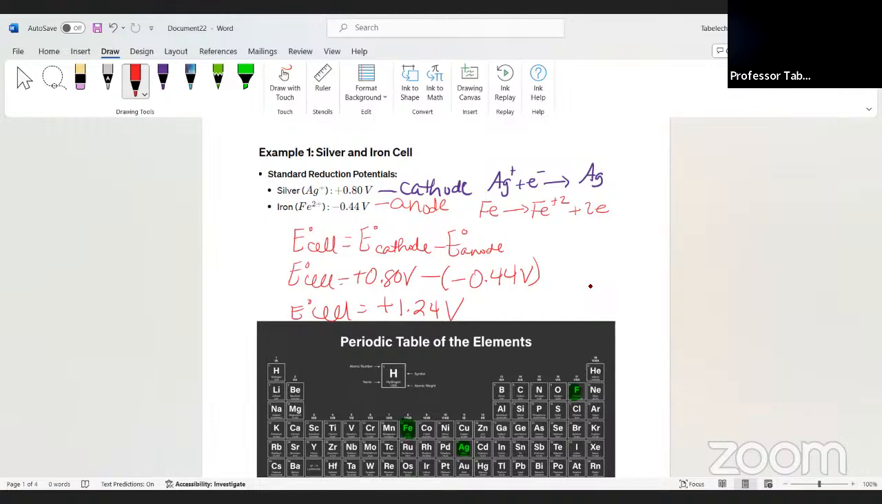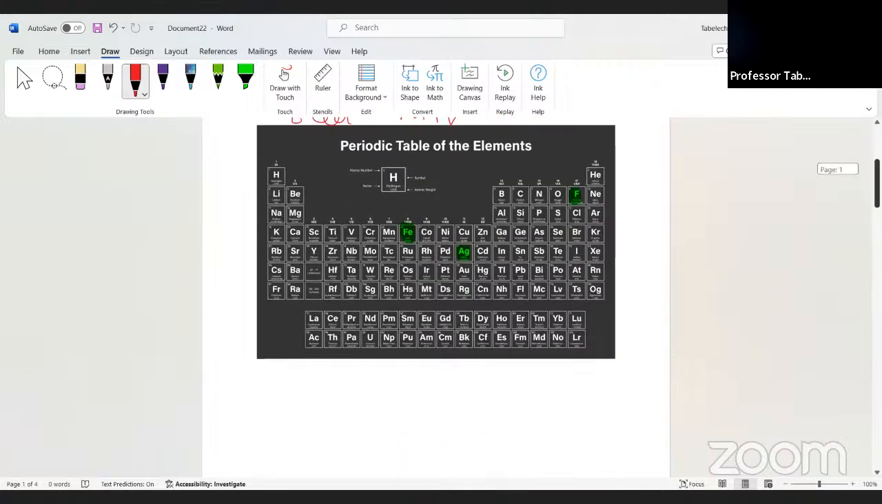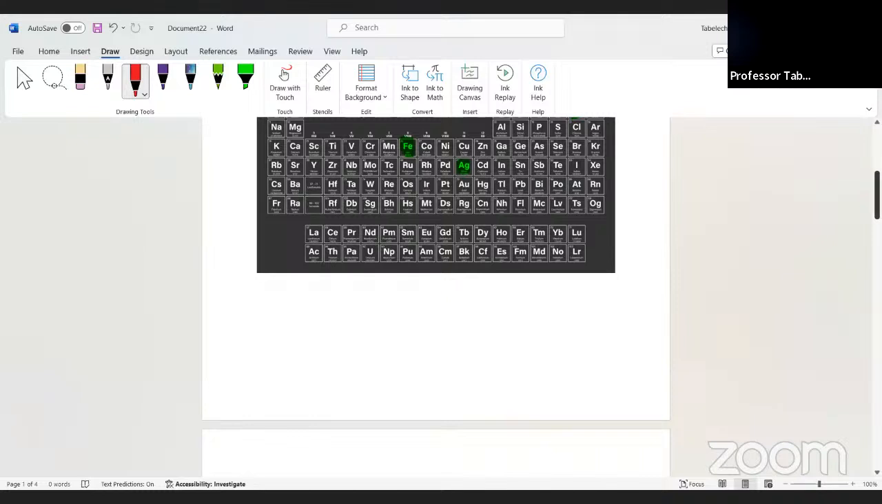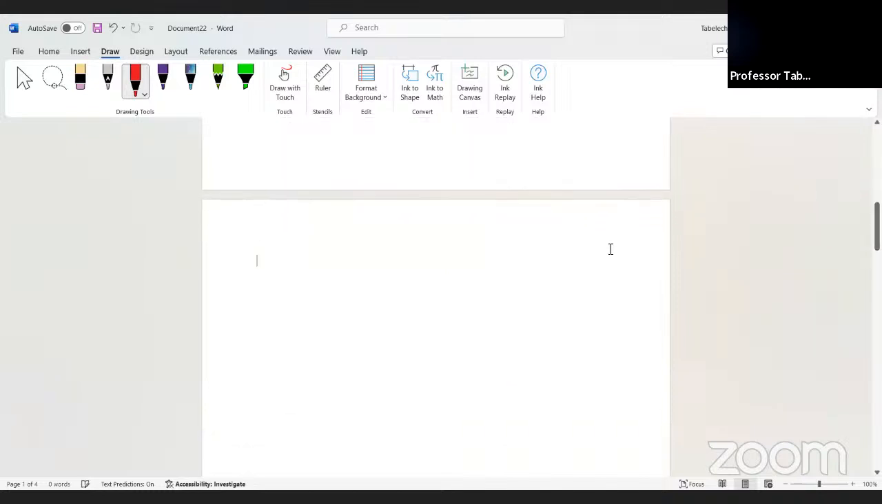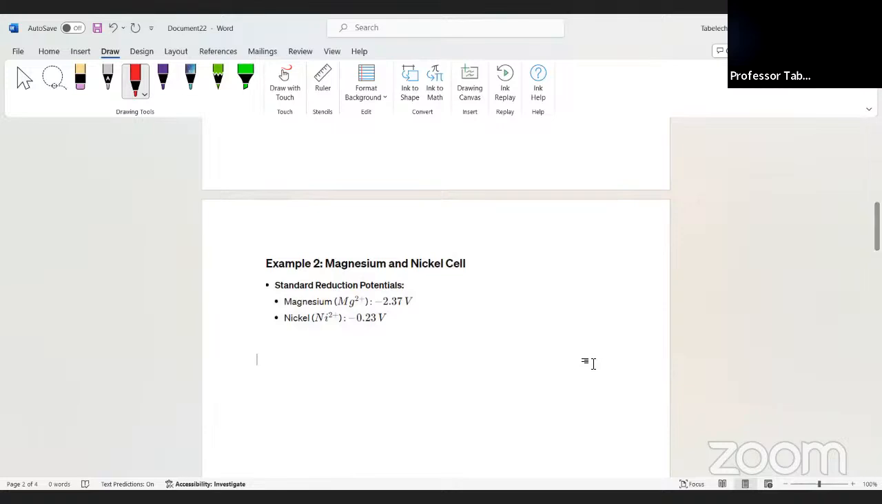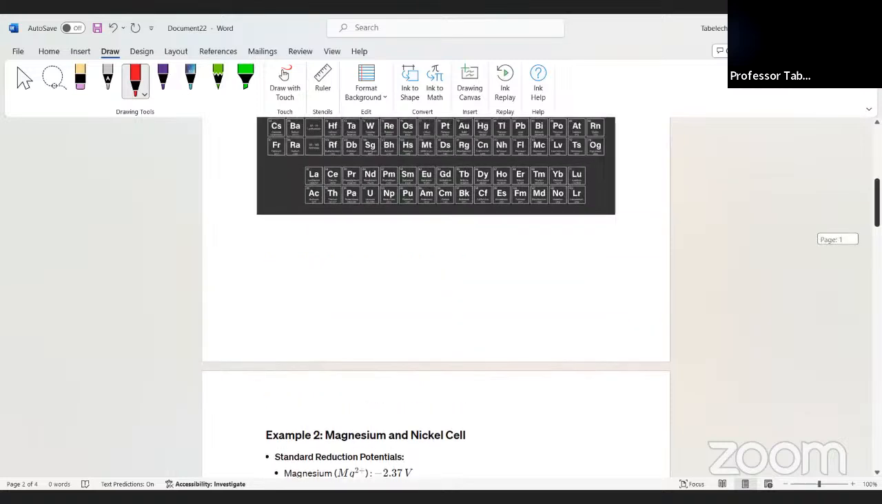All right. Now, we're going to do a few more examples. I got 3 more examples, and I'm going to leave that periodic table up there so that we can use that for this next question right here, okay? So we've got magnesium and we have nickel. So let's figure out what we're going to do. Which one is the cathode and which one is the anode?